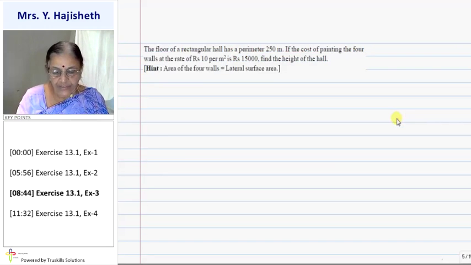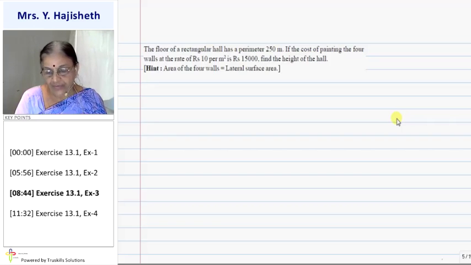Now see, the floor of a rectangular hall has a perimeter of 250 meter. If the cost of painting the 4 walls at the rate of rupees 10 per meter square is rupees 15,000, find the height of the hall.